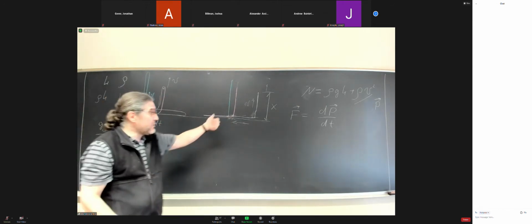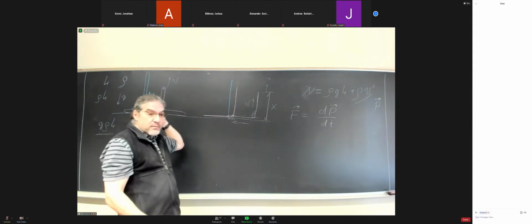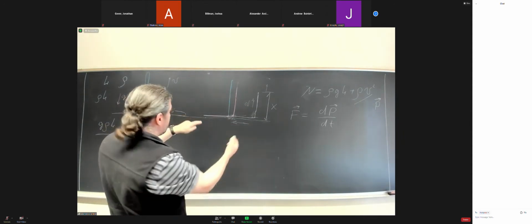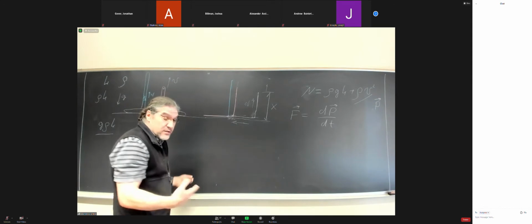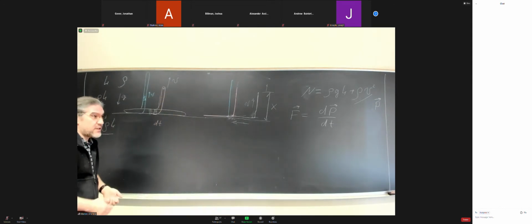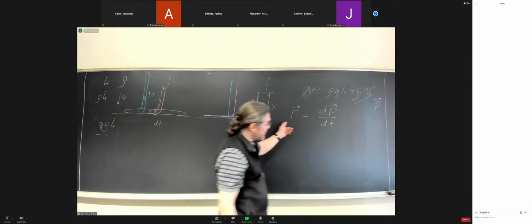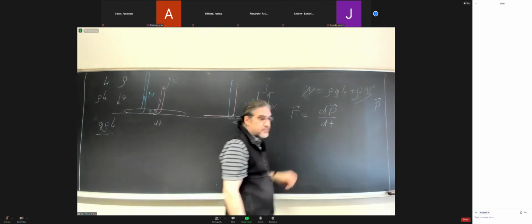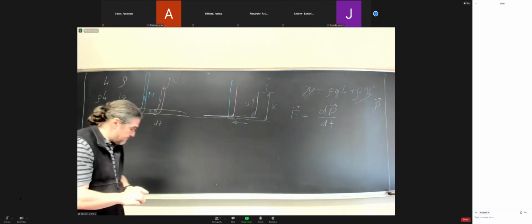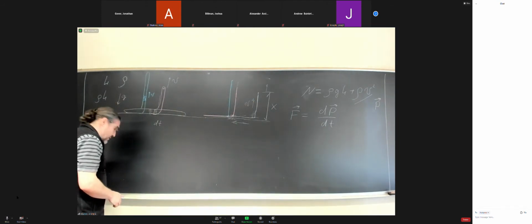So its momentum towards your left is increasing all the time because mass is increasing. But if momentum is changing, momentum is increasing, there must be a force. Okay. That makes sense?